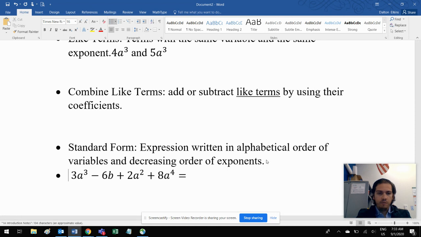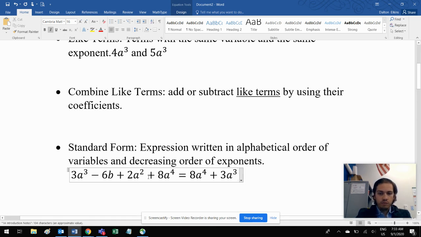Let me go ahead and move this out to a different line. So 8a to the power 4 will go first. Then after the 4, the next biggest exponent is the 3. So 3a, that's positive, so plus 3a to the power 3. After that, the next biggest exponent is 2. And then we're all out of a's, so after a in the alphabet is b, so I'm going to do all my b. We only have one b variable.